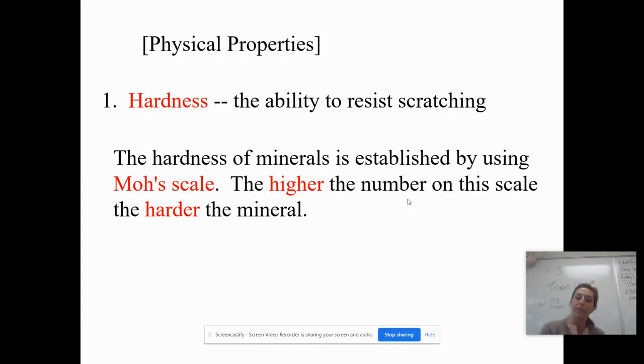Let's talk about what physical properties are. So hardness, as I just said, is the ability of a mineral to resist scratching. The hardness of minerals is established by using that scale we were just looking at, which is called Mohs scale of hardness. And as I said, the higher the number on the scale, the harder the mineral. So if there is one mineral at 9, then that number 9 mineral can scratch all the minerals below it, but it cannot scratch any mineral above it.